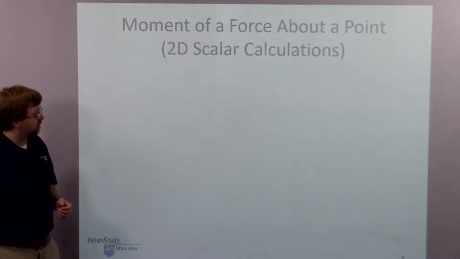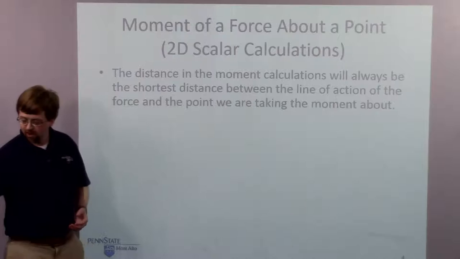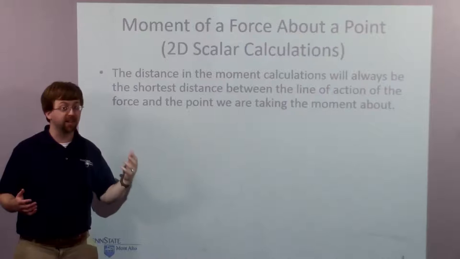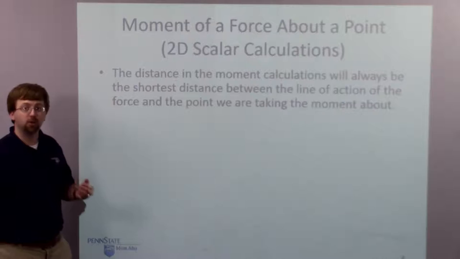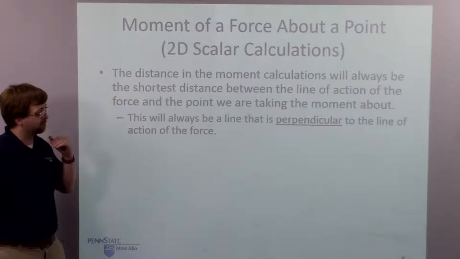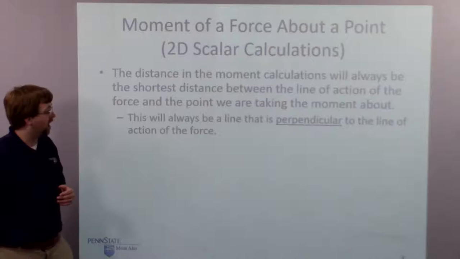All right, so the only confusing thing here is really that perpendicular distance. This comes up because there is no one point. We have the point we're taking the moment about, but with the force, we could use the tip of the vector or the tail of the vector. There's a lot of points we could go to. And we only want to use the shortest distance. The shortest distance is always going to be a perpendicular distance between the line of action of the force and the point itself.